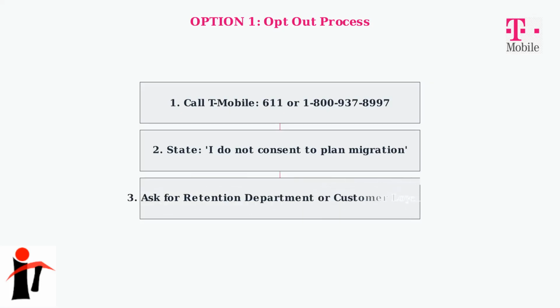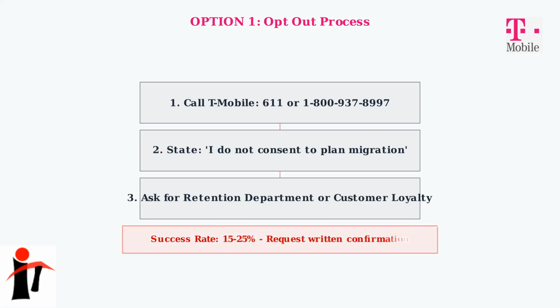Ask to speak with the retention department or customer loyalty team. These departments have more authority to make exceptions and may be more willing to accommodate your request. Important note: the success rate for opt-outs is only 15 to 25%. Always request written confirmation of any opt-out agreement you receive.